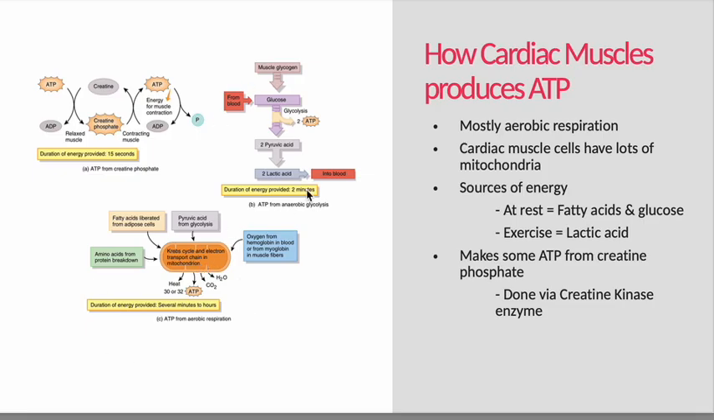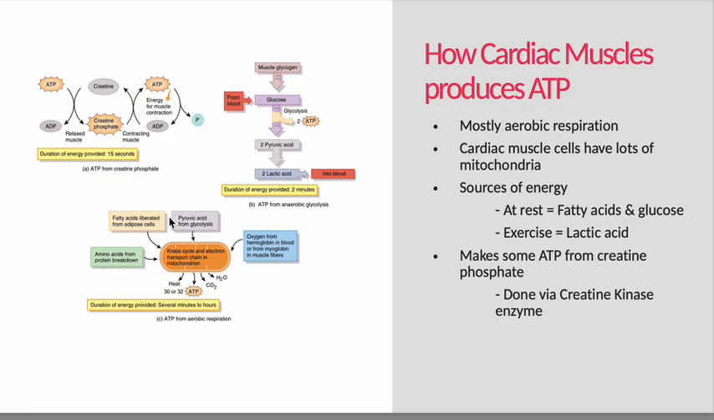So again, in times of exercise when you're stressing your heart like that, it can switch over to the lactic acid pathway and use anaerobic cellular respiration. This is extremely inefficient, and we can really only use this short term.